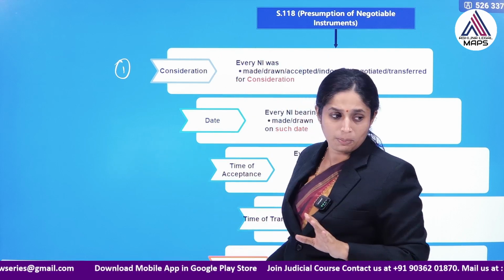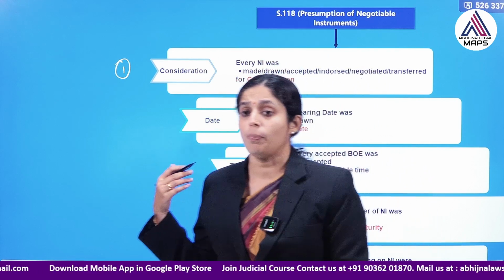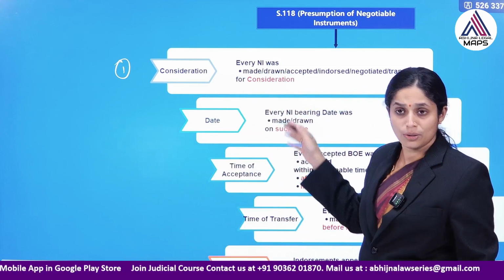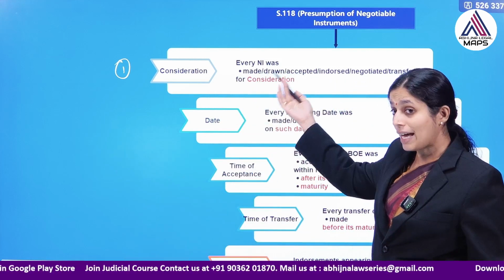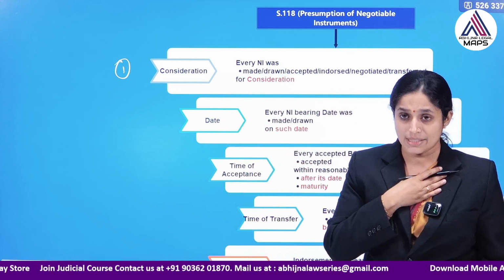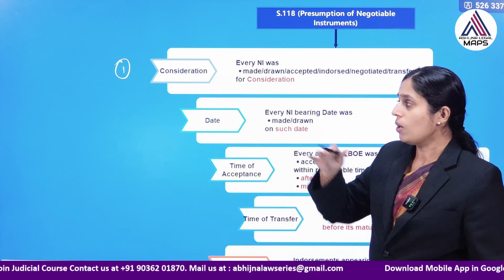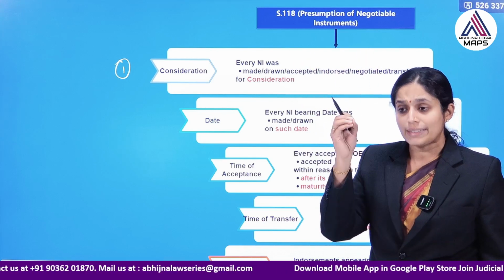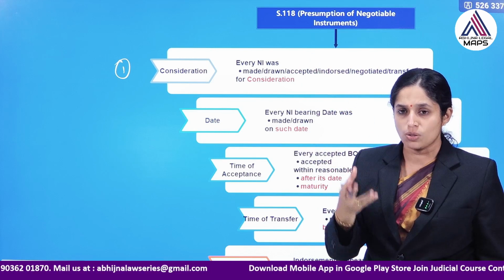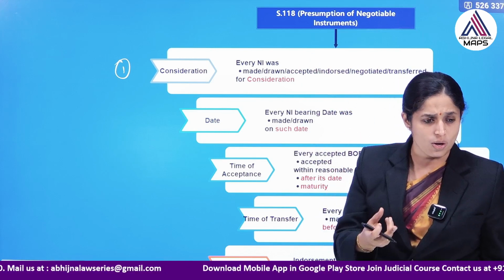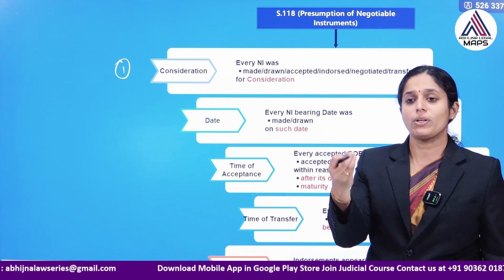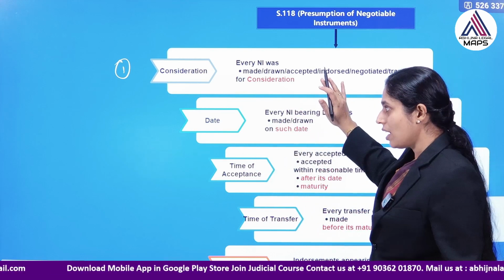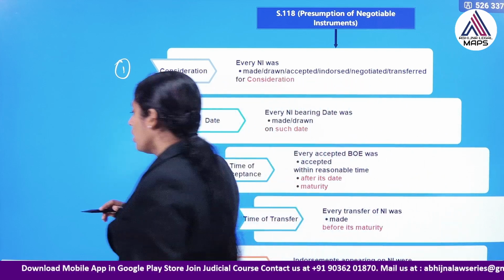All presumptions are rebuttable. If the other side gives cogent evidence, then you may have to prove these kinds of presumptions to rebut whatever evidence they have given. Okay. So, in the first place, the presumption is that every negotiable instrument was executed, made, drawn, accepted, endorsed, transferred or negotiated for a consideration. Okay? That is the first kind of presumption.